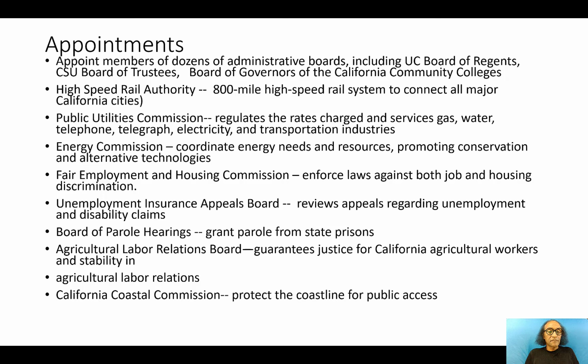Another appointment power that the governor has is on the High-Speed Rail Authority, and that is the 800-mile high-speed rail system, which is underway to connect all major California cities. Another very important commission is the Public Utilities Commission, and the governor makes appointments to that commission as well.